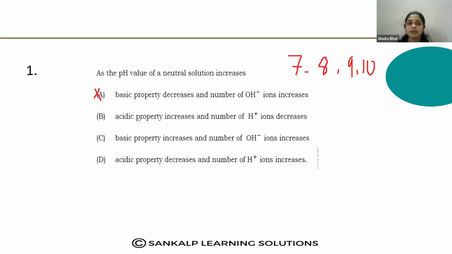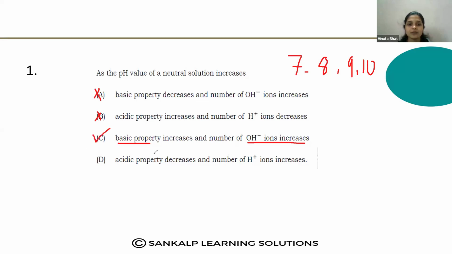Second one, acidic property increases. No, acidic property is not increasing. Basic property is increasing, right? So option C, that is basic property is increasing here, and OH minus ions increase. Yes, OH minus ions are responsible for the basic property, and when the OH minus ions increase, the basic property also increases. We can say that option C is the correct answer.